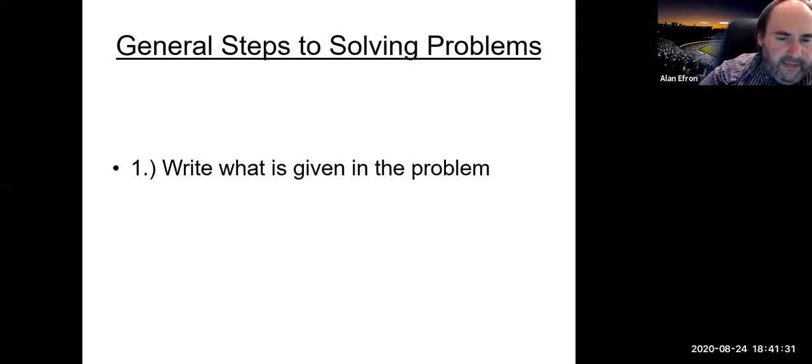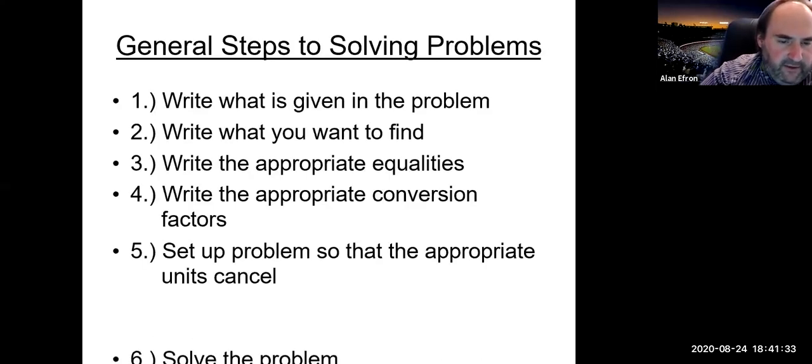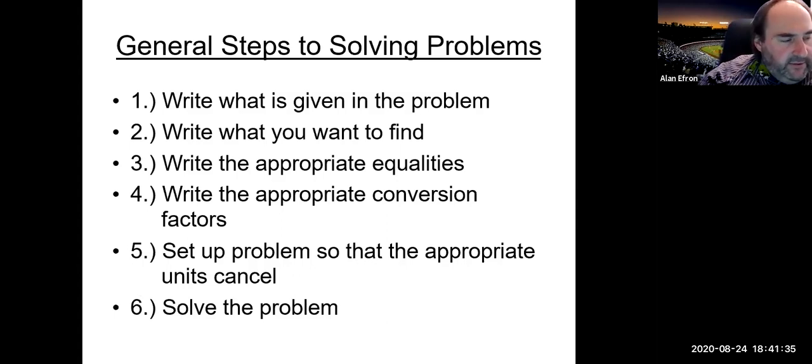When we do dimensional analysis, which is sometimes called problem solving, there are several steps that we could use to solve a problem. For example, we could write what's given in the problem, think about what we're trying to find, write the appropriate equalities, the conversion factors, and set up the problem so that the units cancel correctly. That's the dimensional analysis part. And that's hard for some people, but that is the work you need to show: those units canceling and the setup. And you should solve the problem, obviously, if you have some time.